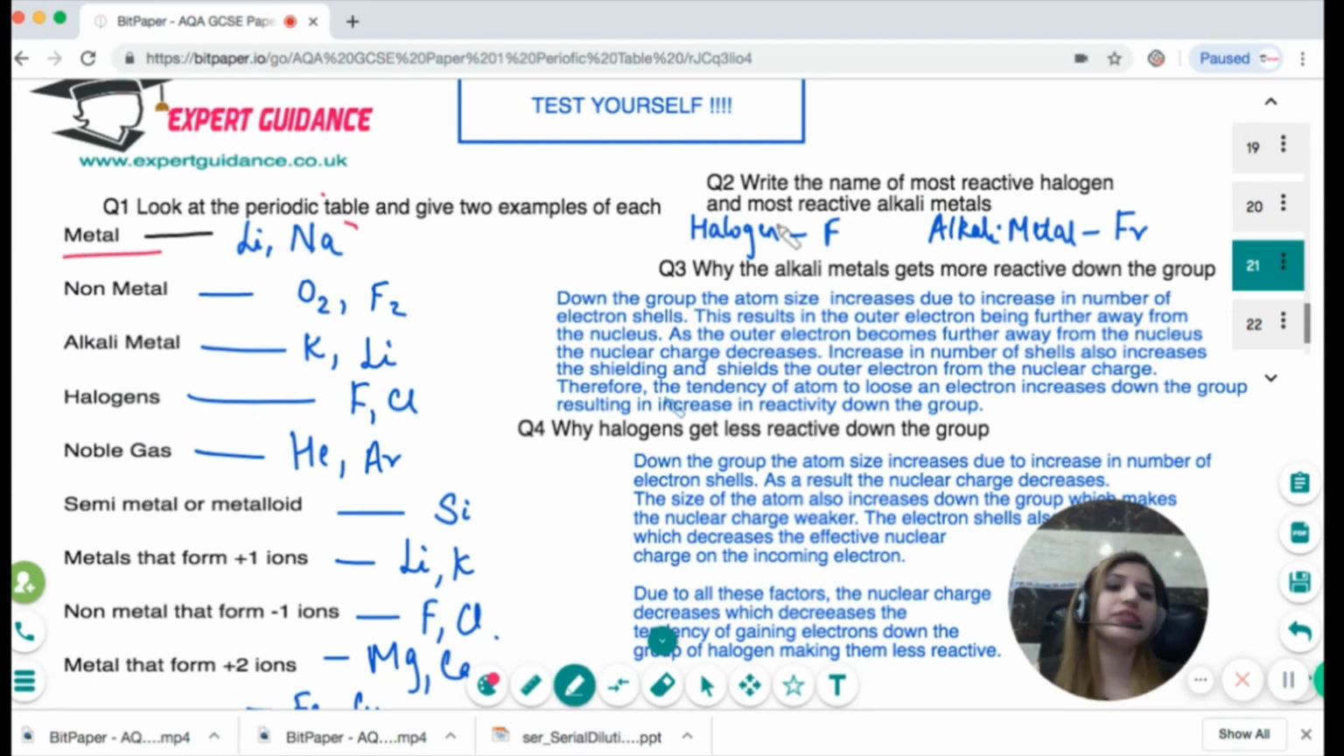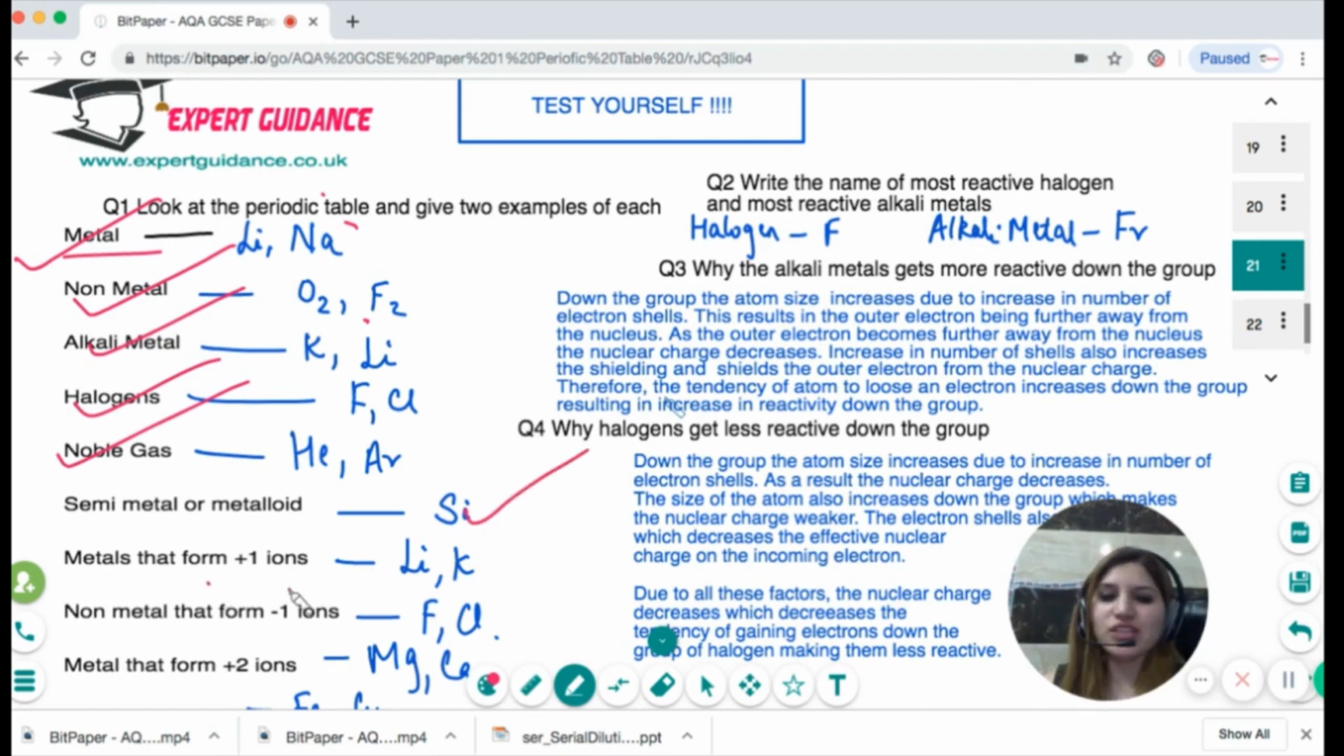Metal: there are so many metals, you can list any metal. But remember, they should be from the left of the periodic table. Non-metal: oxygen, fluorine. Alkali metal: group 1. Halogens: any from group 7. Noble gas: group 8. Semi-metal or metalloid: remember that zigzag, all the elements that come in the zigzag, you can name that, so that is silicon.